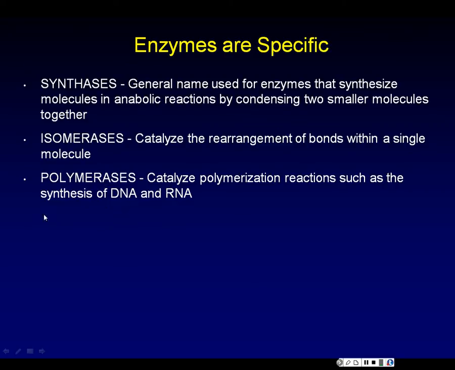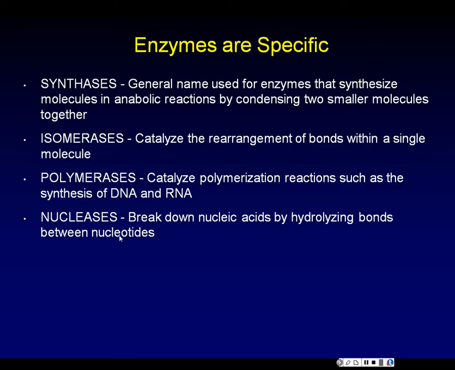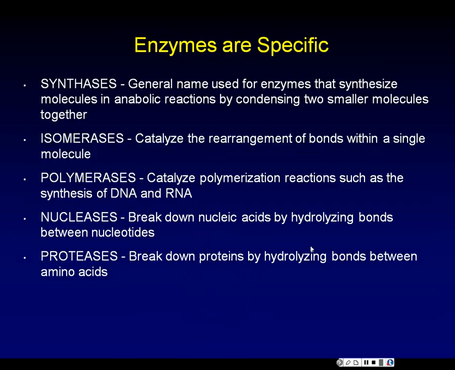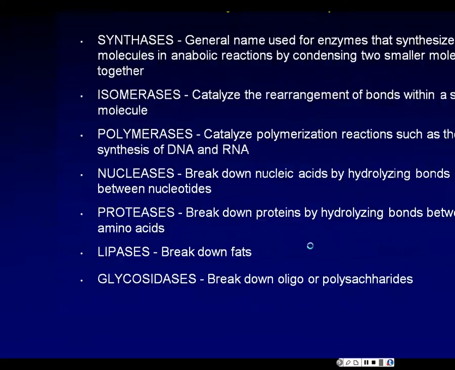Polymerases. Okay, so that says we're going to make what? Polymers. So in other words, putting all those nucleotides together. This is the enzyme that's going to help to do that. Okay, and then nucleases are going to break down the nucleotides. All right, so you get the picture. Okay, next.